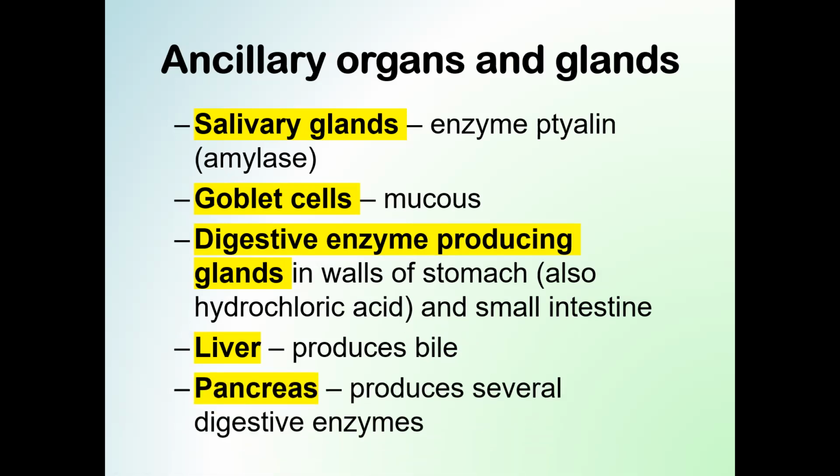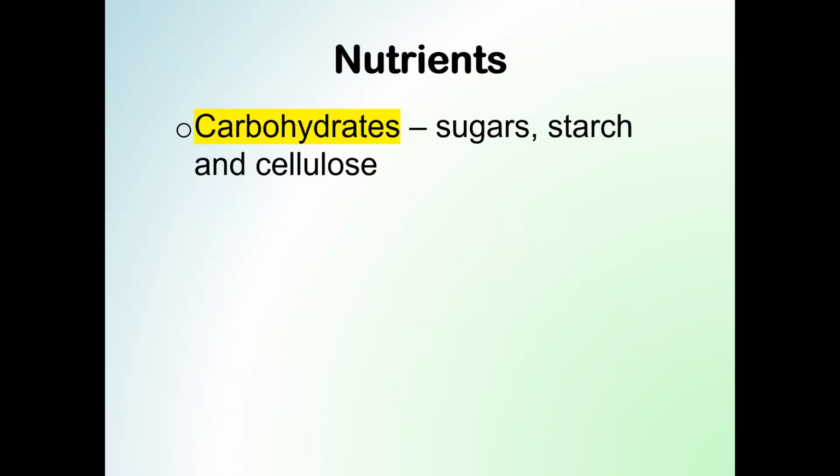Then we have the pancreas. And the pancreas, I showed you on the diagram before, produces quite a few very important enzymes, but we'll get to that. So let's look at the type of nutrients that we must eat.